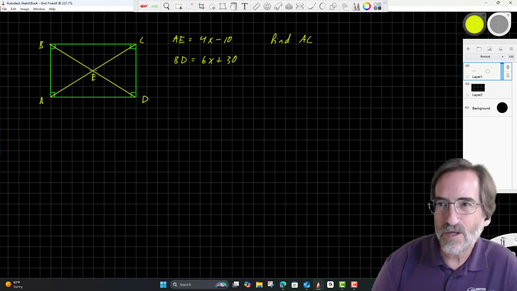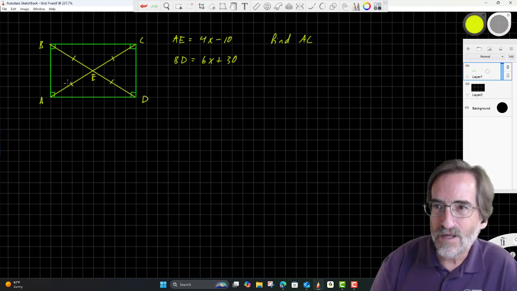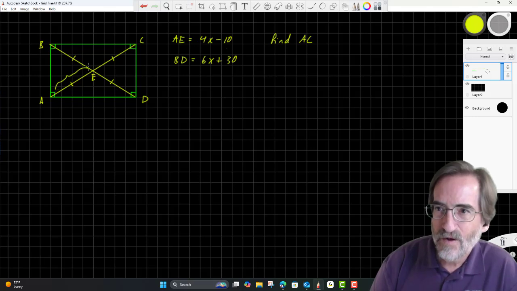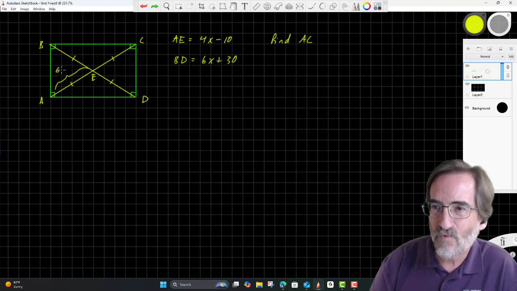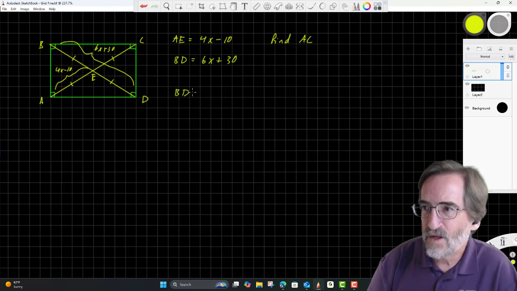Here's what I know. E is the midpoint. So BE is congruent to DE. And the diagonals are congruent. So AE is congruent to CE. So all 4 of these segments are congruent. Now AE is half. It's right here, 4x minus 10. BD is the entire thing. So it's 6x plus 30. So whatever AE is, BD is twice as big. So BD equals 2 times AE.